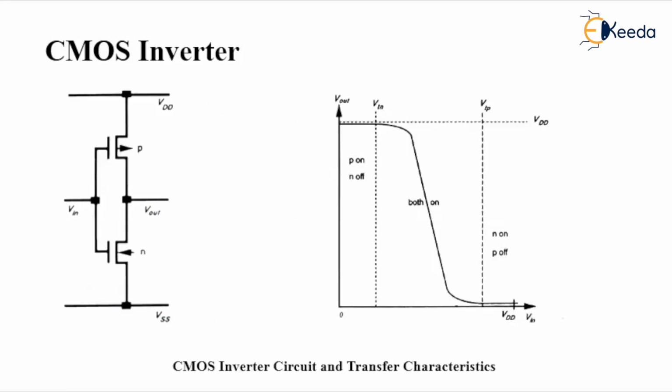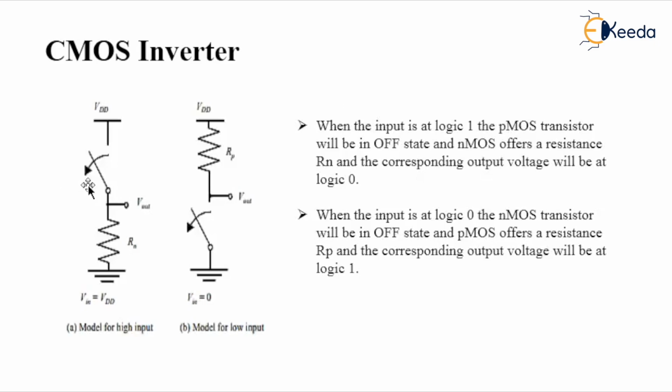Why? When I am giving 1 here, this PMOS is the complementary of NMOS, so 1 becomes 0, so this will be in cutoff. That's the reason it is an open circuit here. So when the input is at logic 1, the PMOS transistor will be turned off and the NMOS offers a resistance, thereby providing an output voltage of 0 volts, since VDD is not connected to Vout.